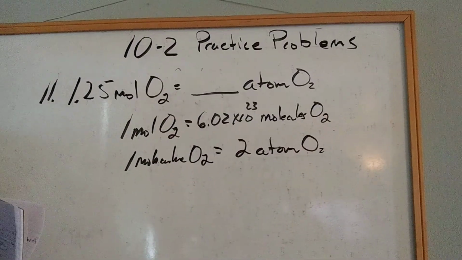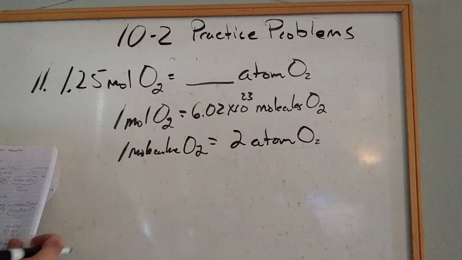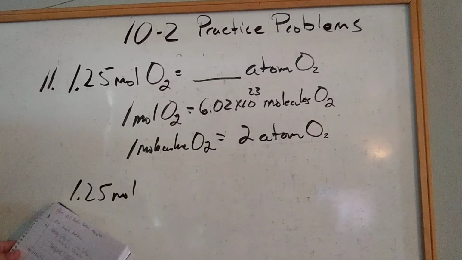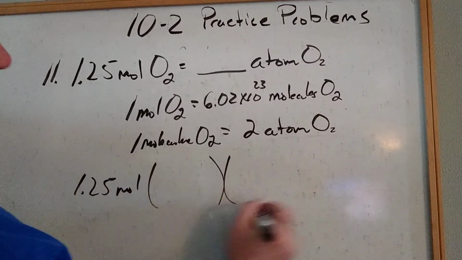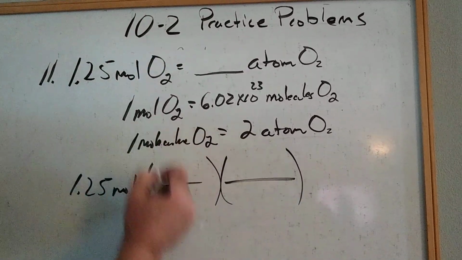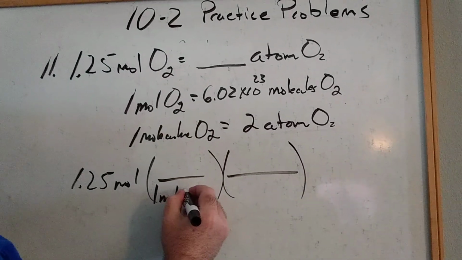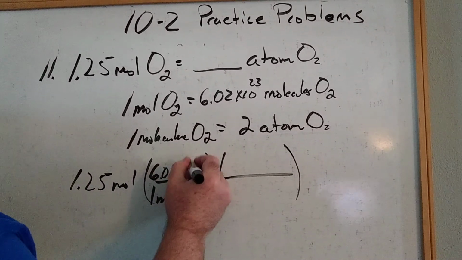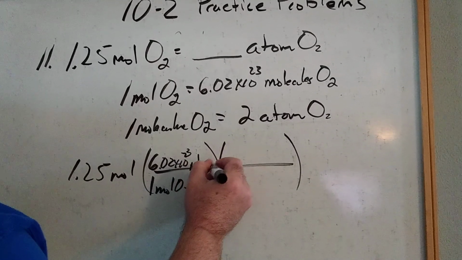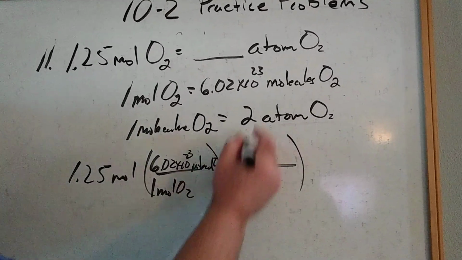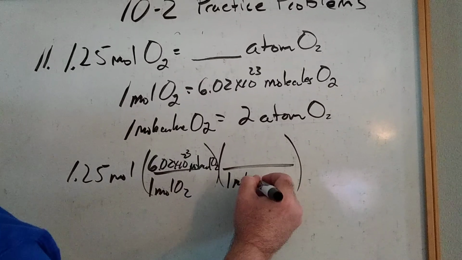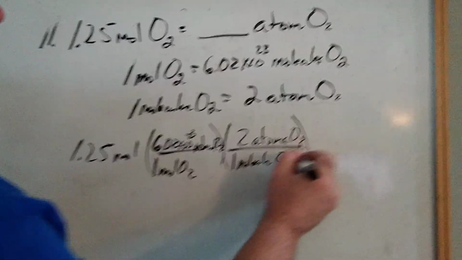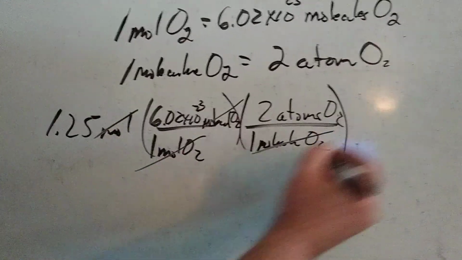Do it that way. This is actually a 2-step problem, number 11 is. So 1.25 moles. We have our 2 conversions. Get rid of moles first. 1 mole O2 is 6.02 times 10 to the 23rd molecules O2. Next, you have to write out the whole word molecule, because 1 molecule of O2 is 2 atoms of O2. Molecules cancel out, moles cancel out.